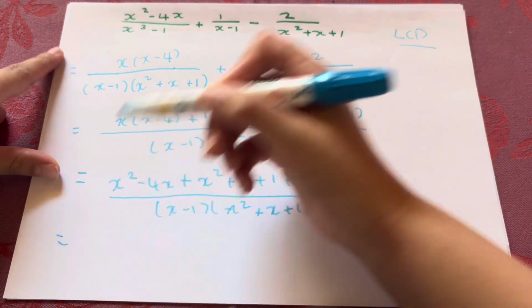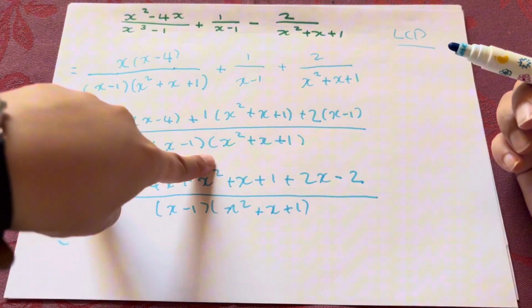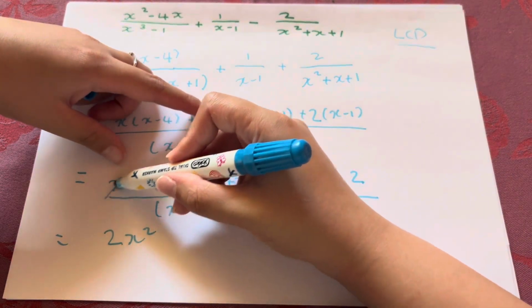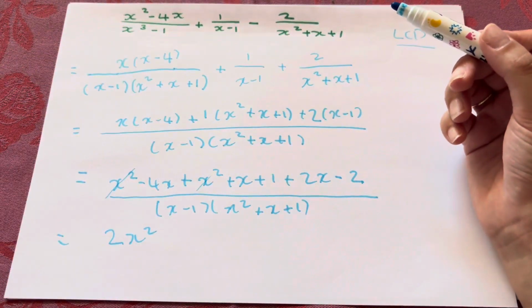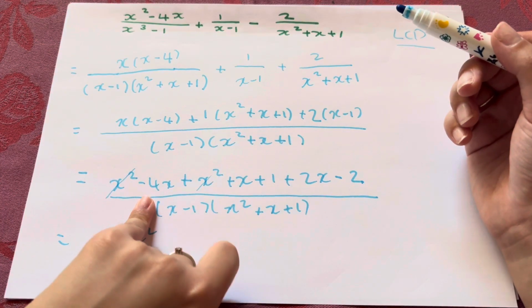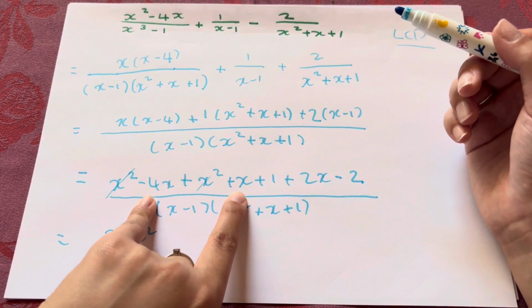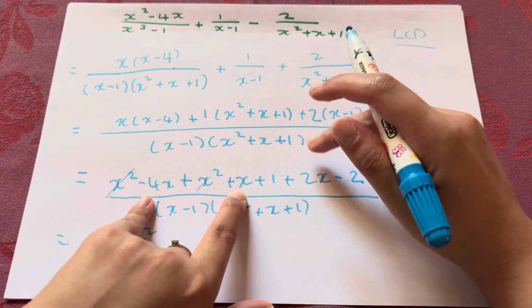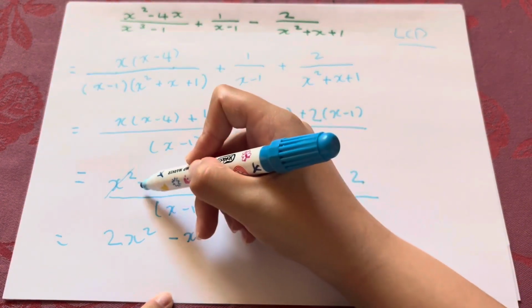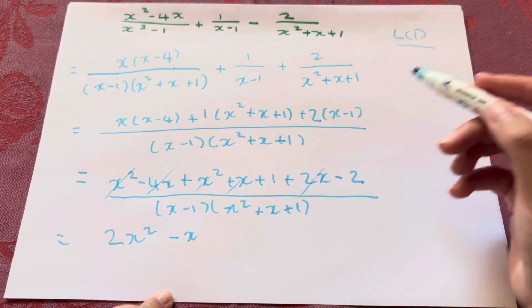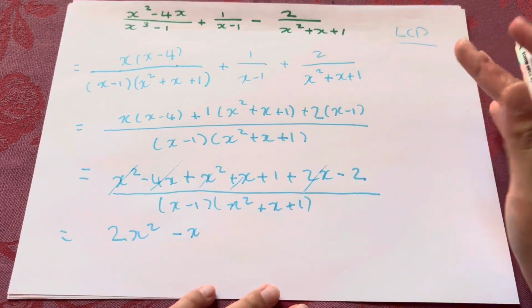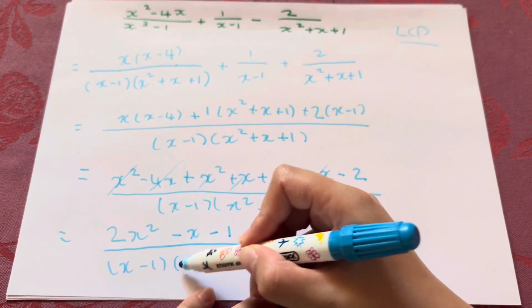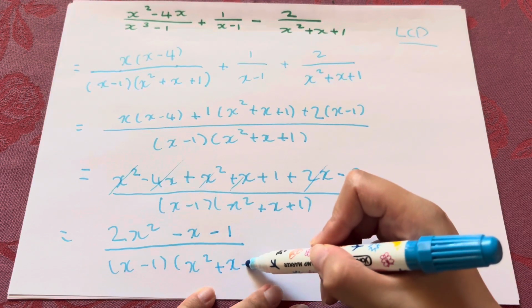Like terms, here's an x squared and an x squared. That leaves me with 2 of those. So I've used this, I've used this. Then my x terms, I have minus 4x plus x, that's minus 3x, plus 2x. Minus 3x plus 2x is negative x. So I've used, I've used, I've used. And then my constants, 1 less 2 is negative 1. All of that over x minus 1, x squared plus x plus 1.